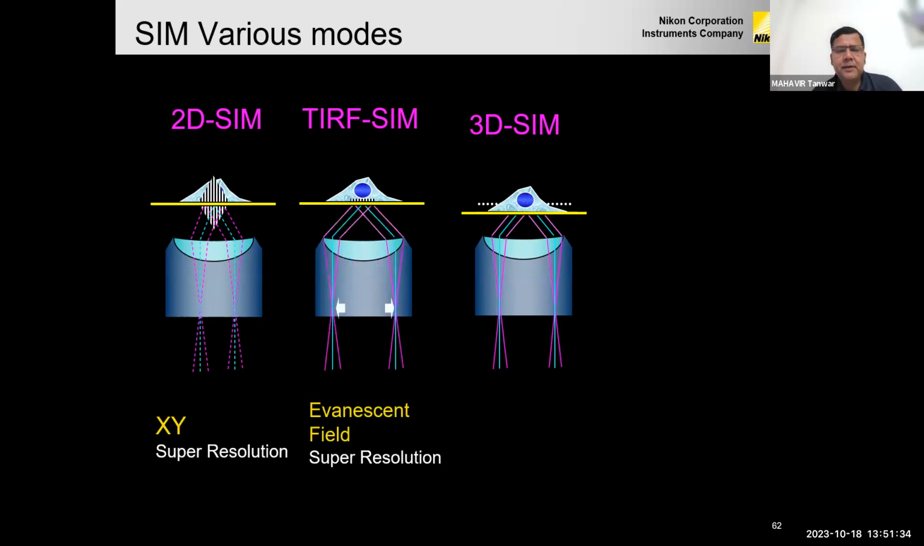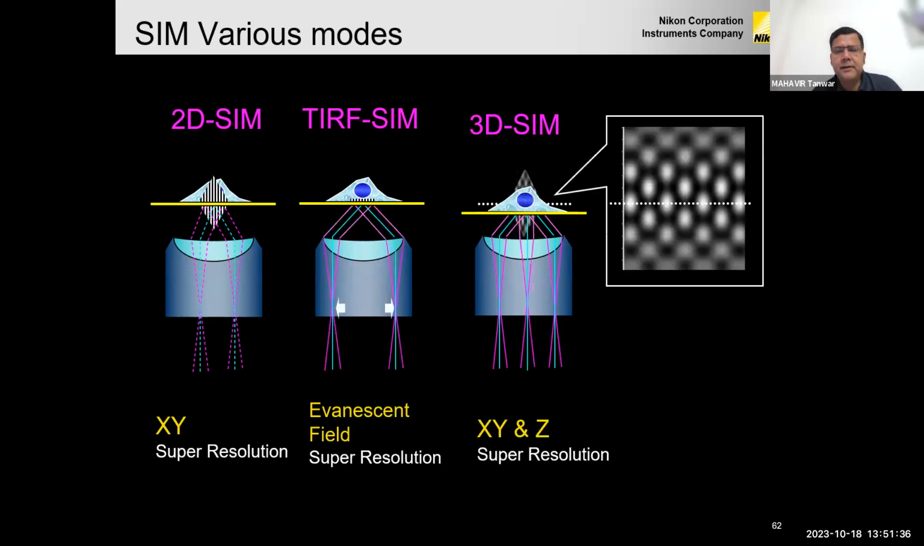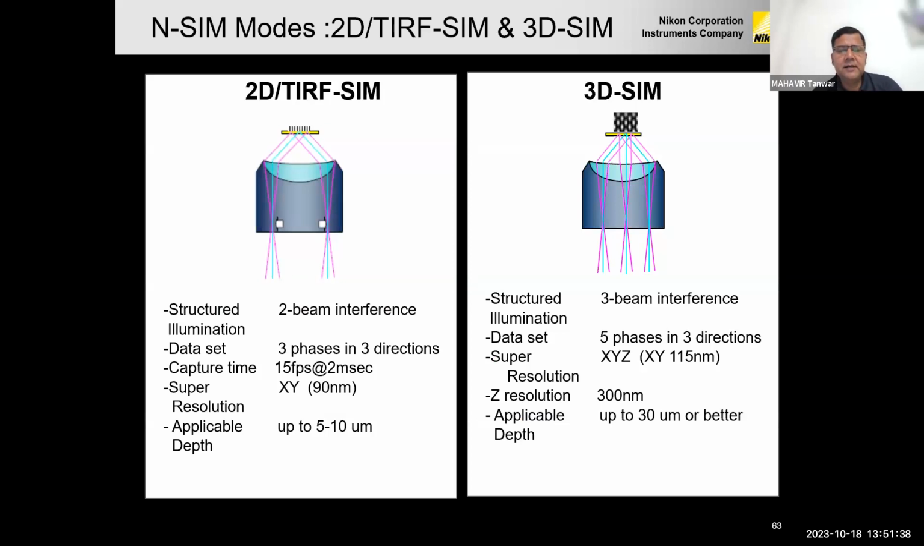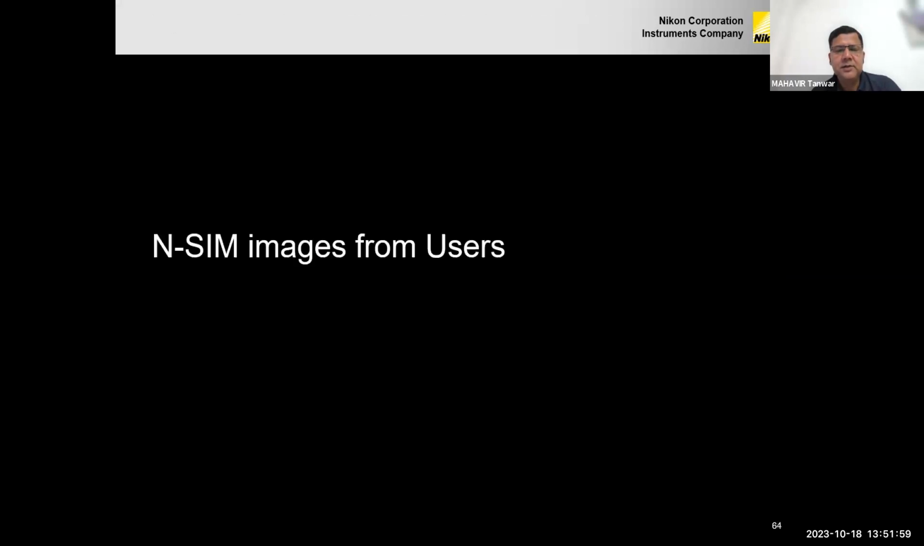So this is basically the capability of 2D and TIRF SIM. You can only work up to a depth of 5 to 10 microns. Above that you cannot do; the sample thickness should be just within 5 to 10 microns. In case of 3D SIM, maximum up to 30 microns. You cannot work more than that. So this is the big limitation of SIM, and that's why they are getting phased out.